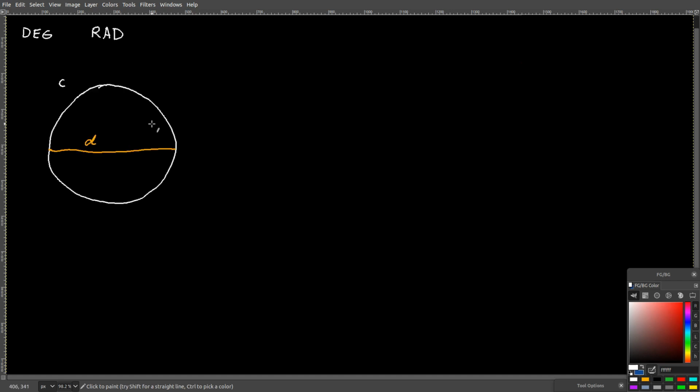Suppose that I have a random circle with a circumference c and a diameter d. You already know that c over d equals pi. And this ratio had a unit that we called radians. You also know that d equals 2 times r, where r is the radius of the circle. It means that c over d equals c over 2 times r equals pi radians.